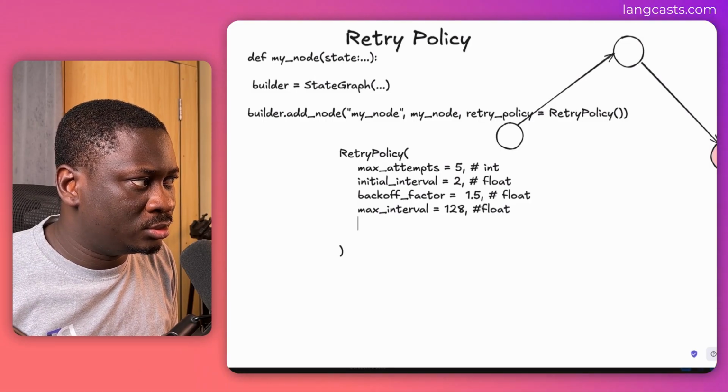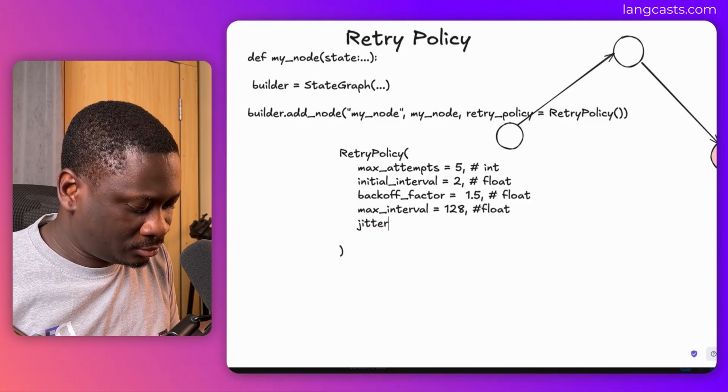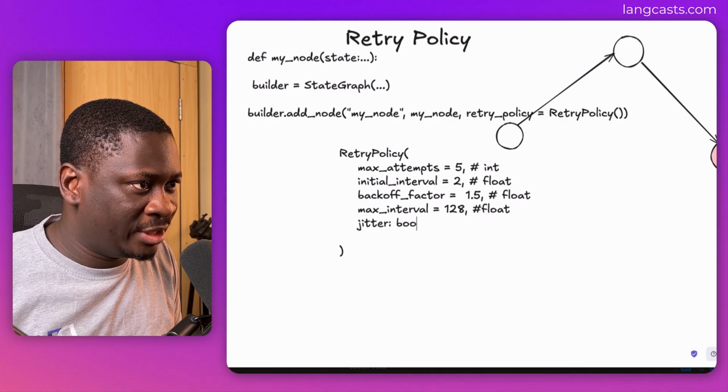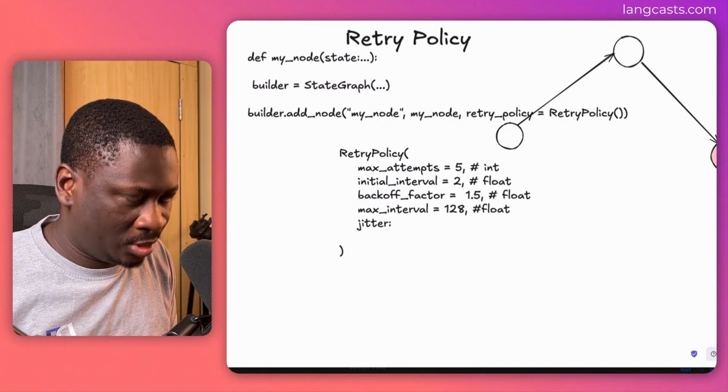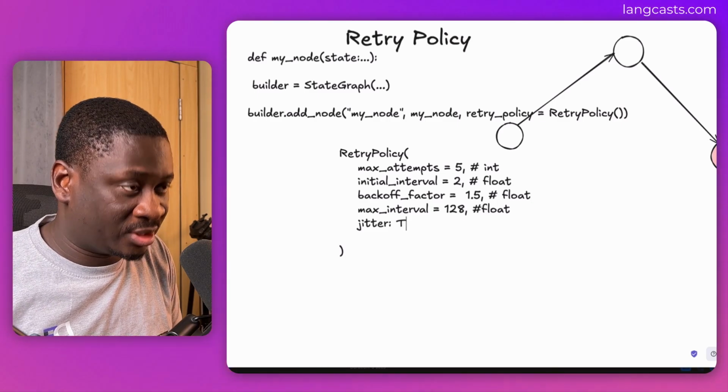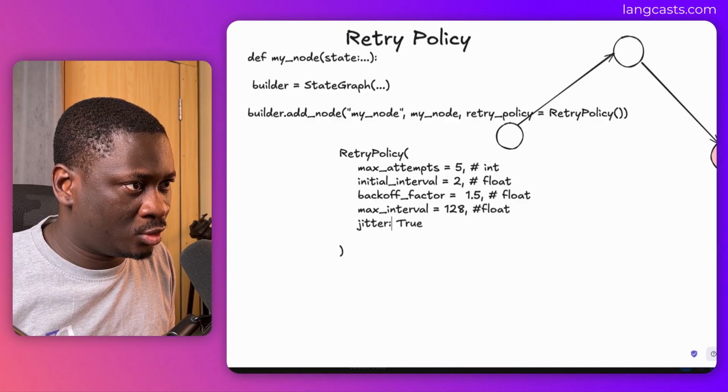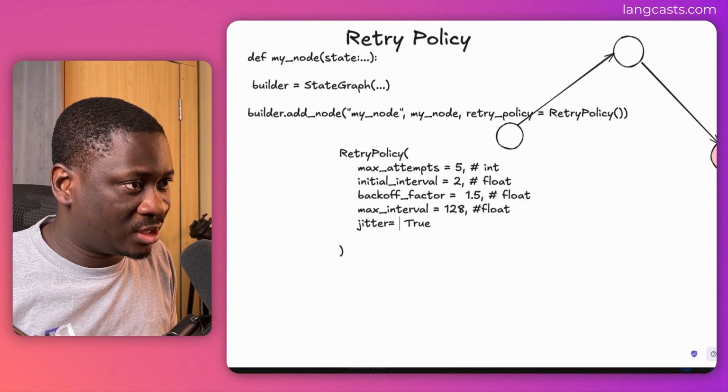The next one is jitter, which is quite interesting. It's a Boolean field, so you can set it to true or false. So jitter is Boolean.